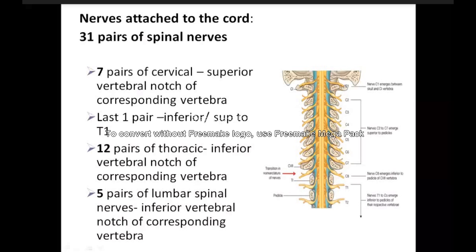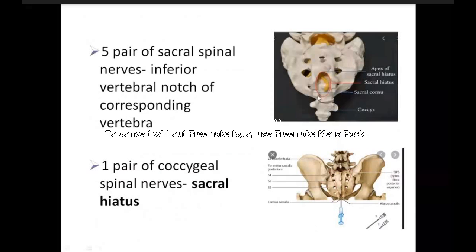The rest, the 12 pairs of thoracic nerves, they all emerge from the lower and inferior vertebral notch of the corresponding vertebra. So you can see this is T2. The second thoracic nerve is emerging from the inferior part of the vertebra like this. And even the 5 pairs of lumbar emerge from the inferior notch, and 5 pairs of sacral also. All these emerge from the inferior part. Cervical is the superior part.